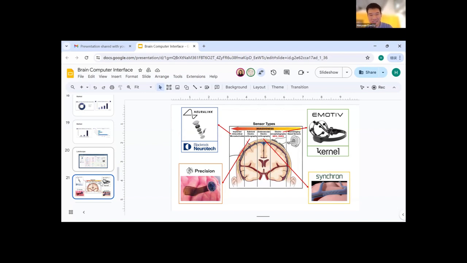And the least invasive way of signal acquisition is the EEG and also MEG and the functional near-infrared spectroscopy.